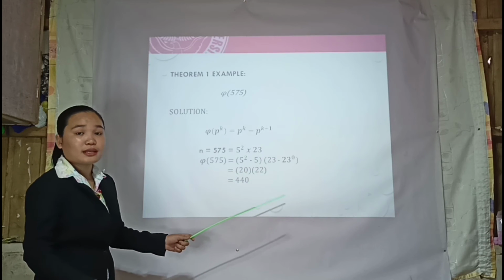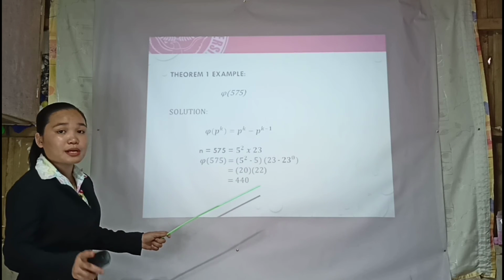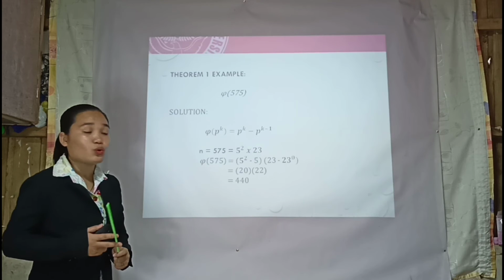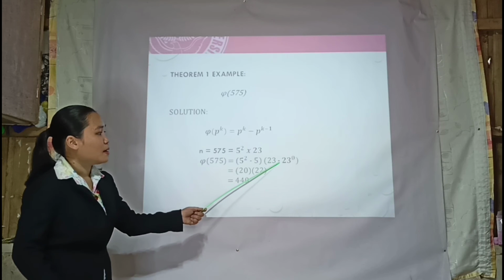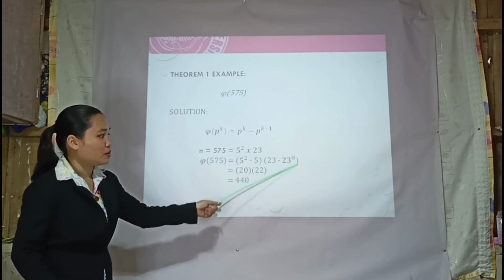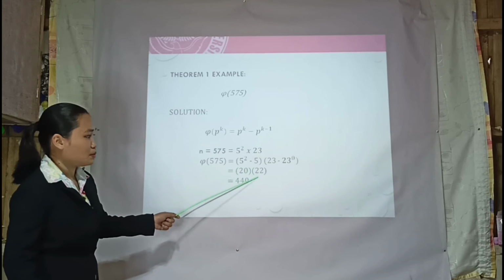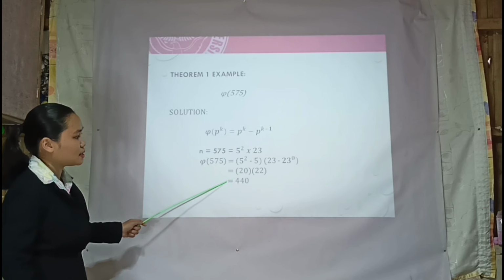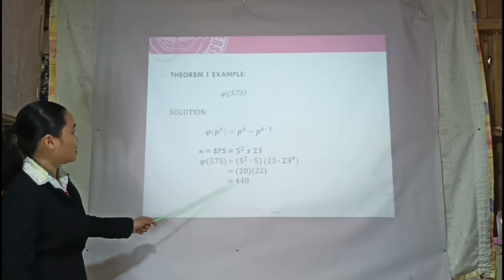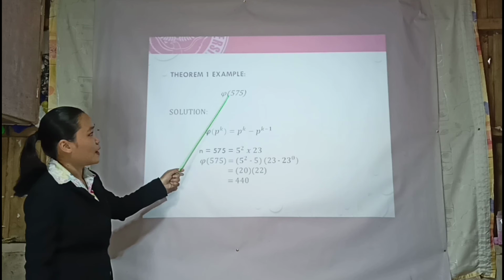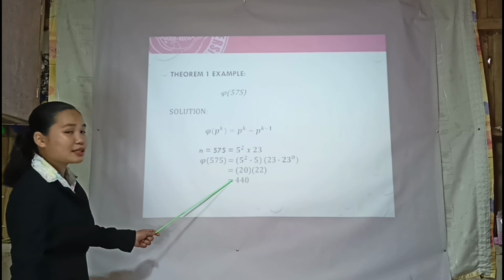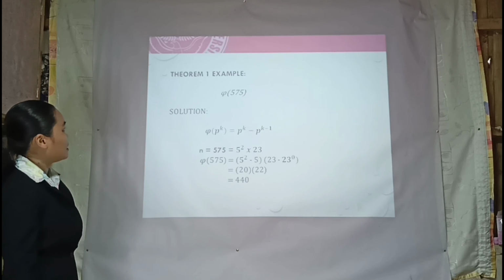And as we all know, if the exponent of the number is 0, it is equal to 1. So 23 minus 1, so we have 22. So 20 times 22, the answer is 440. So the phi of 575, the answer is 440.